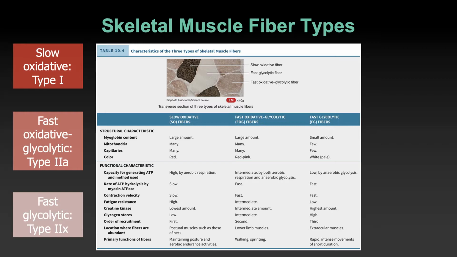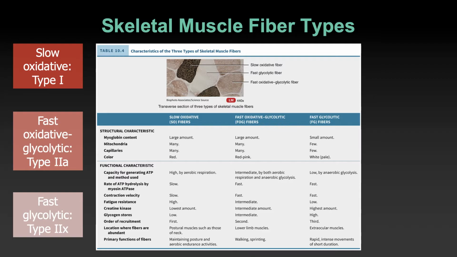So these three general bins: type 1 or slow oxidative, type 2A, also called fast oxidative glycolytic. What does that mean? Type 2X, fast glycolytic. The words glycolytic and oxidative refer to the type of energy used. We're going to save those words till we get to metabolism. That's coming up after this.